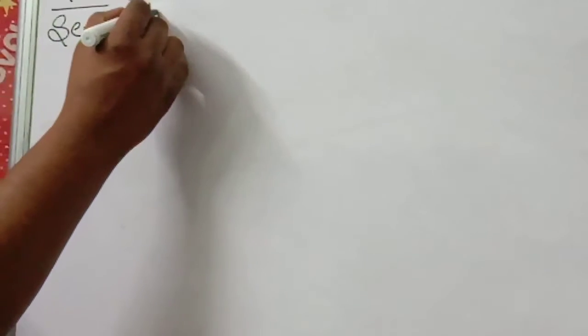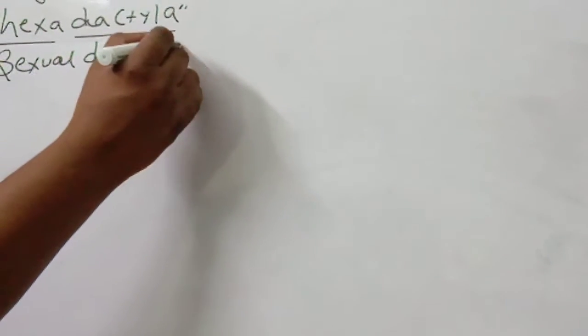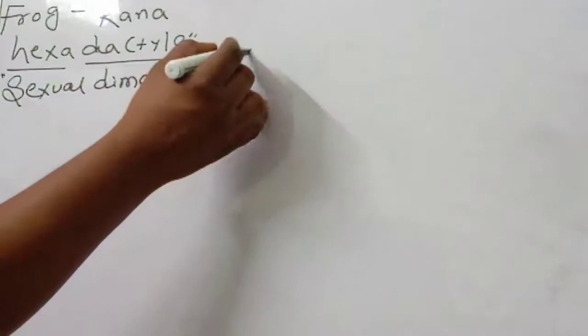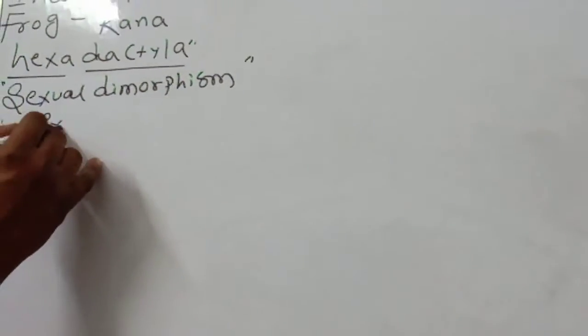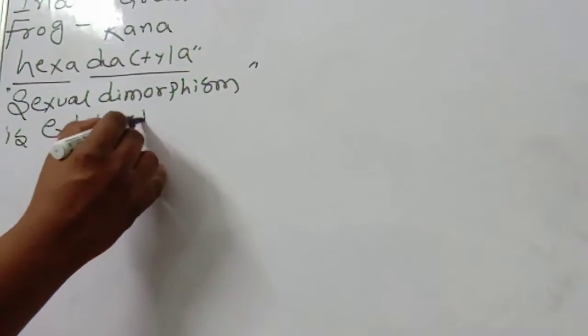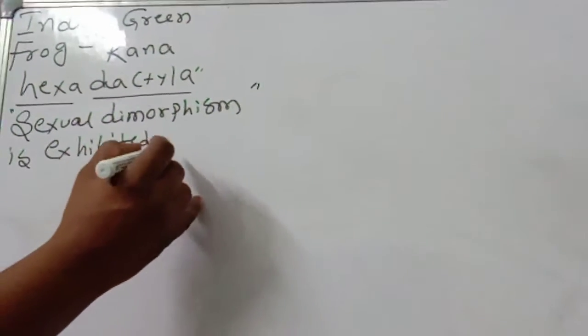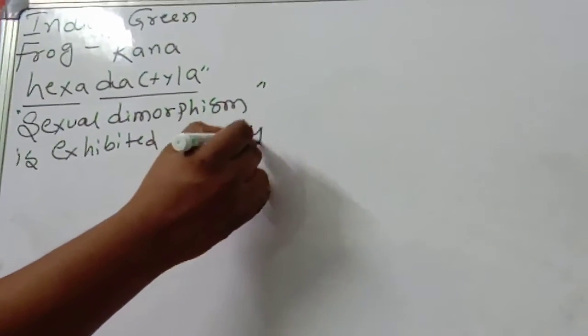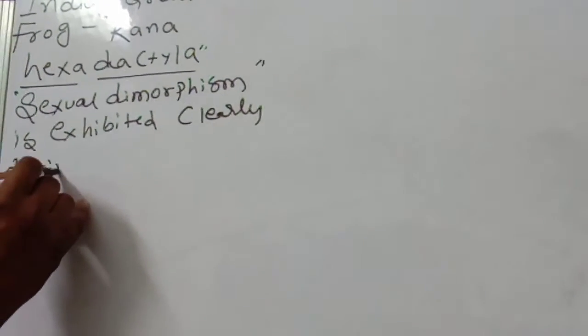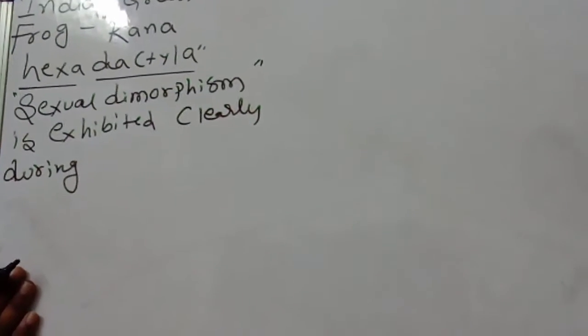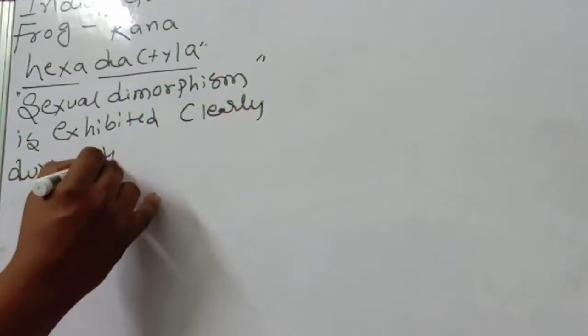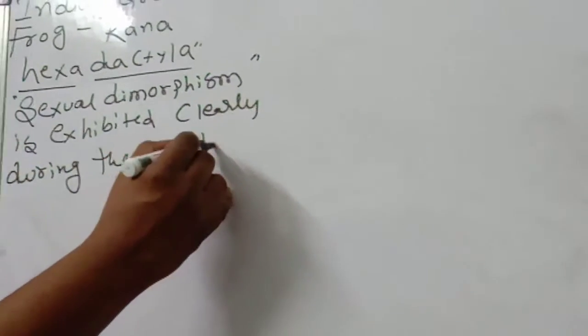Sexual dimorphism. Sexual dimorphism means male is separate, female is separate. It is exhibited clearly during the breeding season. During the breeding season, definitely there will be sexual dimorphism.